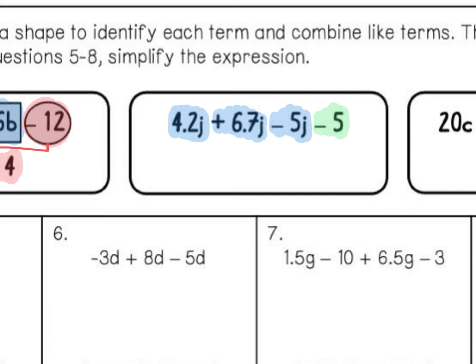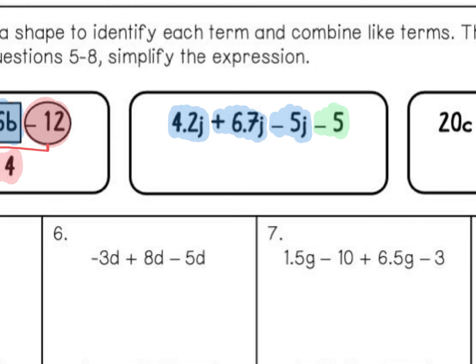How many different colors do I have up there? 2. Which means after I start my combining, I should have 2 terms. So, what do I combine together now? All the terms I have highlighted blue. Do y'all agree? Get your calculator.